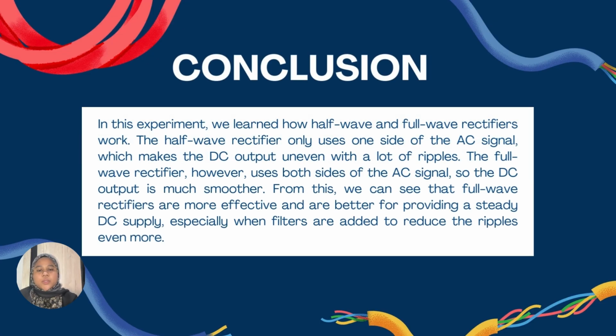We move to conclusion. In this experiment, we learn how half-wave and full-wave rectifiers work. The half-wave rectifier only uses one side of the AC signal, which makes the DC output uneven with a lot of ripples. The full-wave rectifier, however, uses both sides of the AC signal, so the DC output is much smoother. From this, we can see the full-wave rectifier is more effective and better for providing DC.